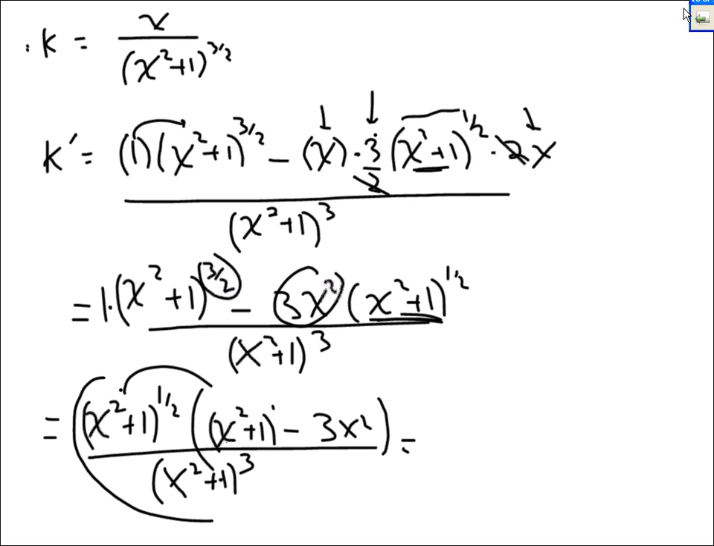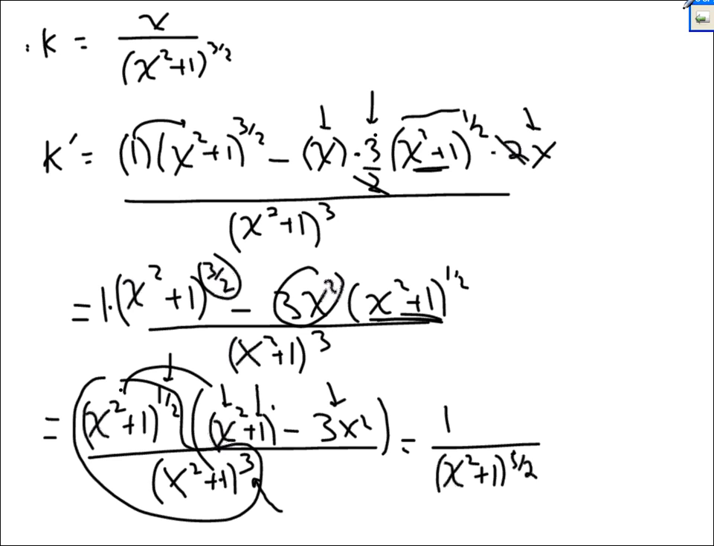First we'll talk about this. They're the same base. The larger power is on the bottom. So you do 3 minus 1/2, which is 2.5, which is 5/2. That's what you have on the bottom. On top, you have the plus 1, and you have x squared minus 3x squared, which is minus 2x squared.